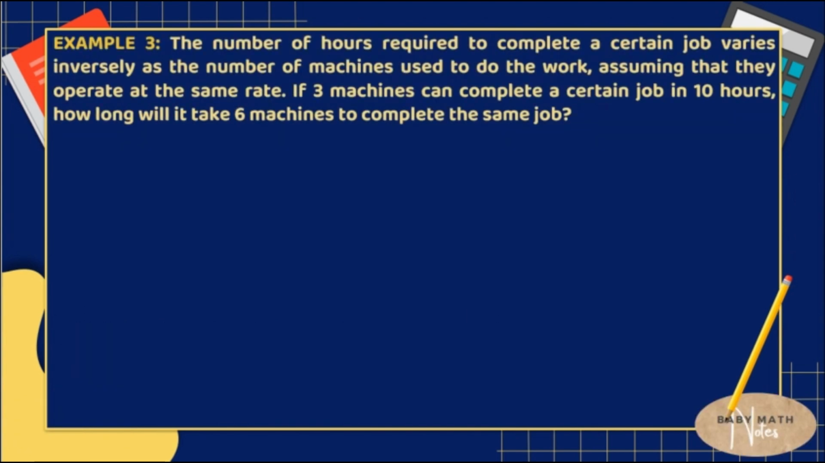Let us have example number 3. The number of hours required to complete a certain job varies inversely as the number of machines used to do the work, assuming that they operate at the same rate. If 3 machines can complete a certain job in 10 hours, how long will it take 6 machines to complete the same job? So let us understand the problem. What are the related two quantities? So we have here the number of hours and also the number of machines.